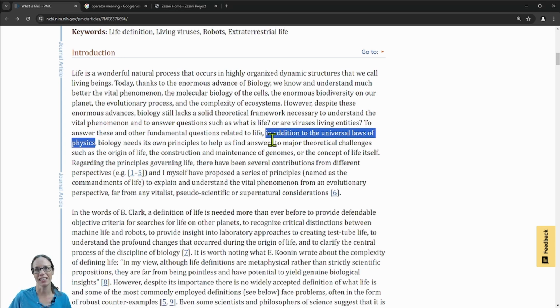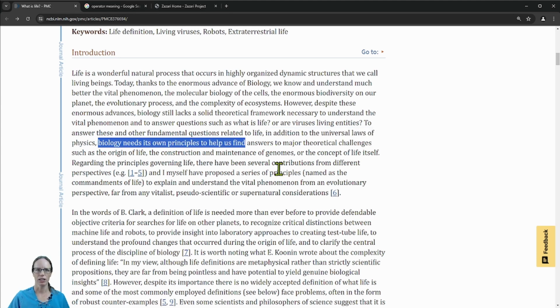which I find kind of sad, but it's also setting the tone that this author is not going to take any great leaps, that he's going to turn to the principles of an objective biology to try to explain the largely subjective nature of living systems, and that is going to limit the possibilities even in this article. He goes on to say that biology needs its own principles.